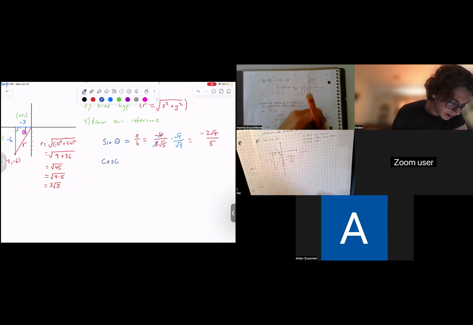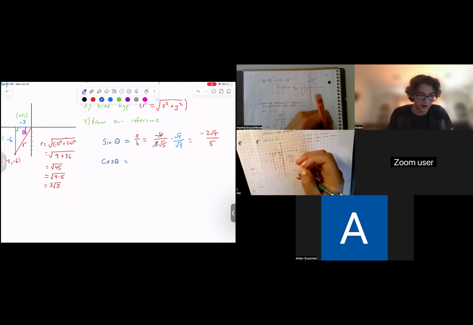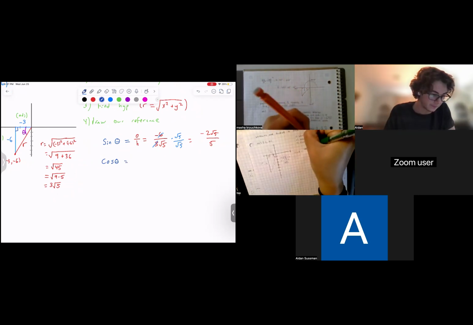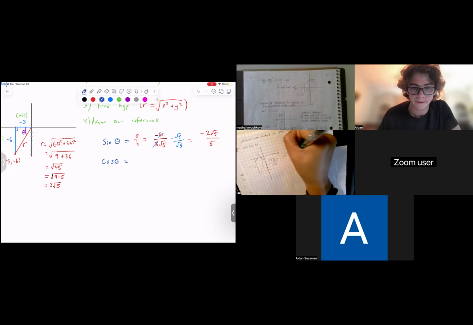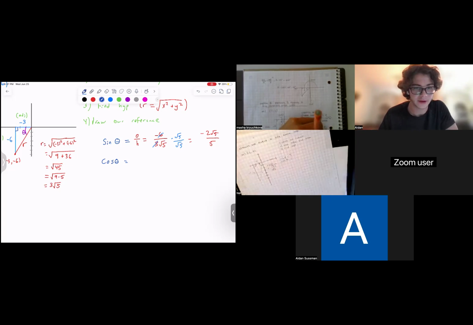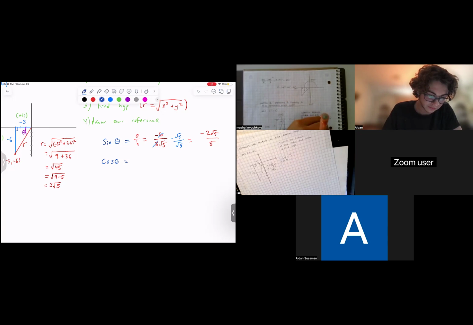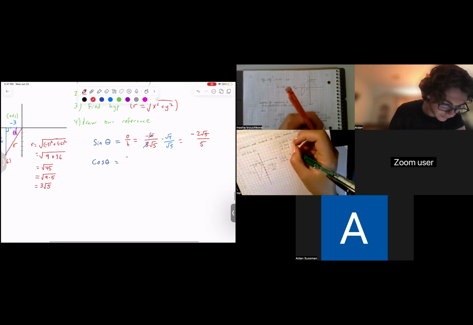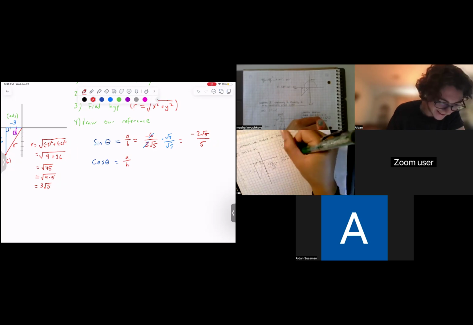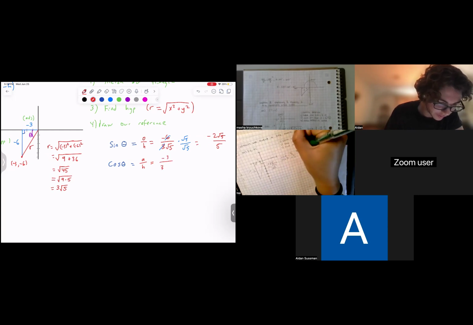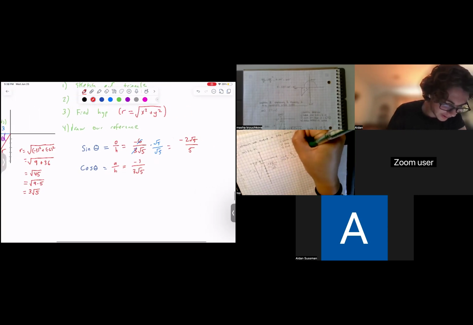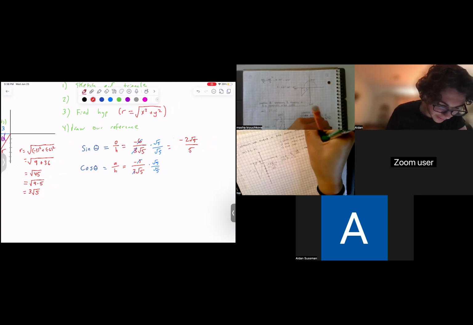Then let's ask ourselves about cosine of theta. Isa, what is that one? What is cosine of theta? Is it adjacent over hypotenuse? Yes, no worries. It is adjacent over hypotenuse. Perfect. And in this case, that would be -3 over 3 square root of 5. And if we do the same thing, these cancel and we radicalize, then we get that this is equal to negative square root of 5 over 5.